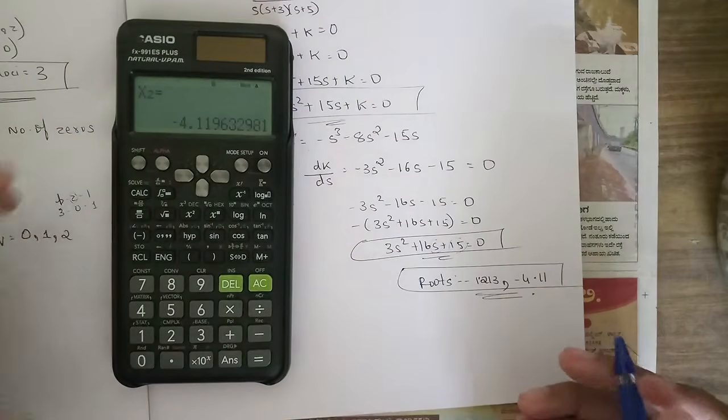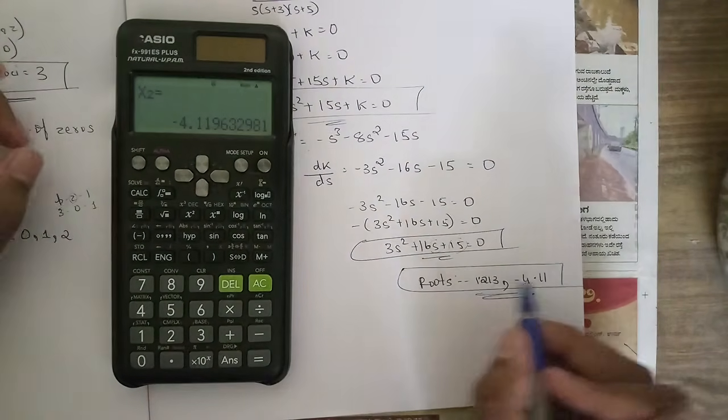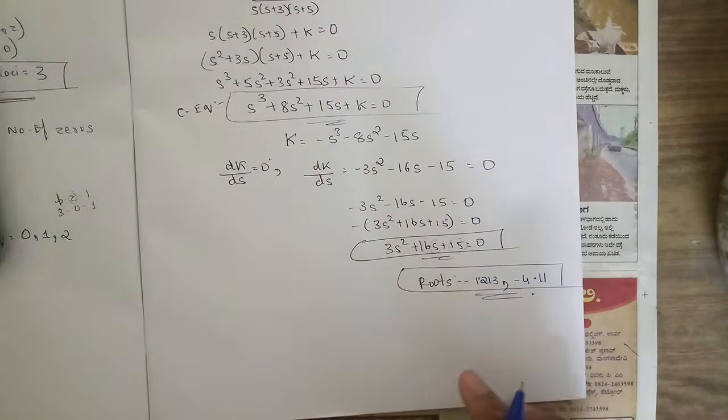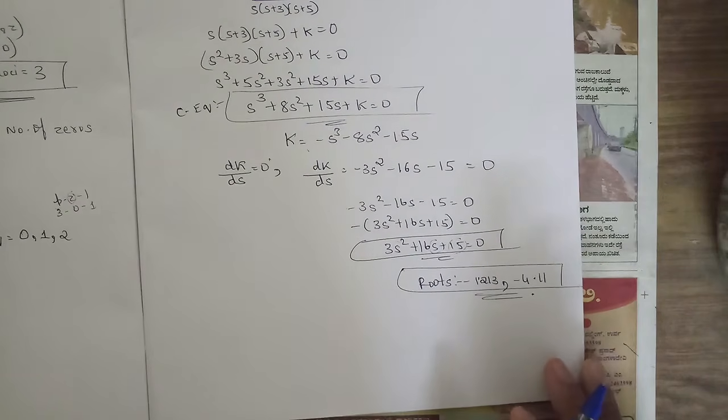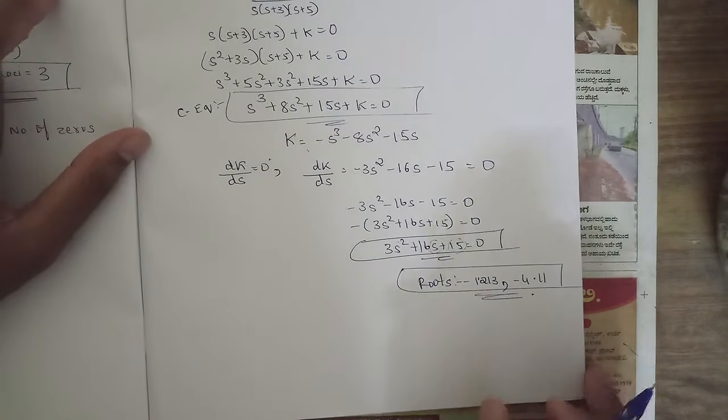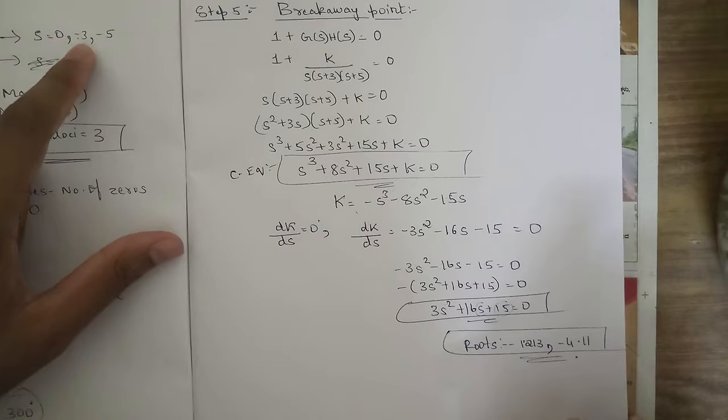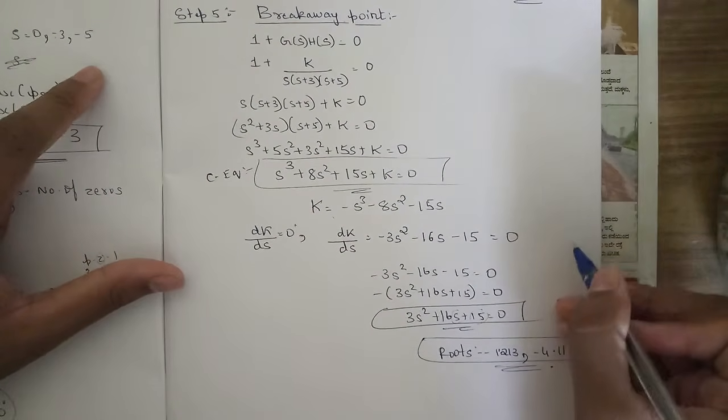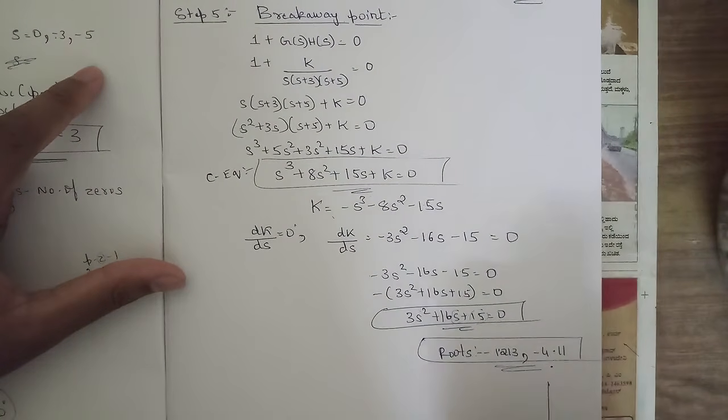So these are the 2 roots here, okay. Now in these 2 roots, we need to check what is the valid breakaway point. For that, again we need to check the plot, right? So now let's check it here only. I will draw one simple plot here.